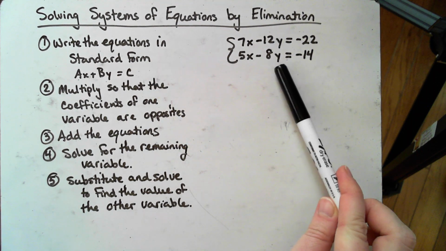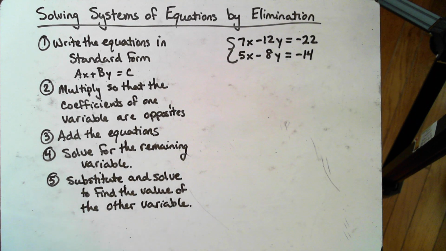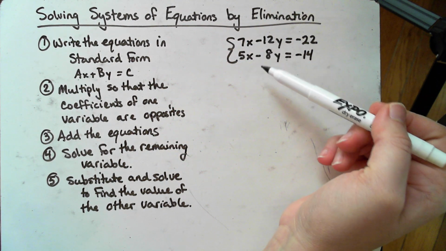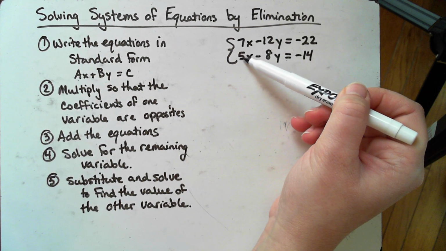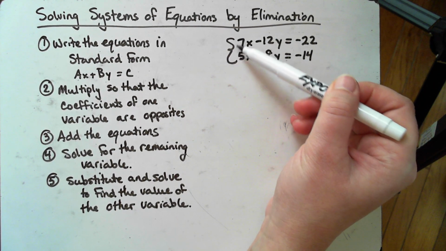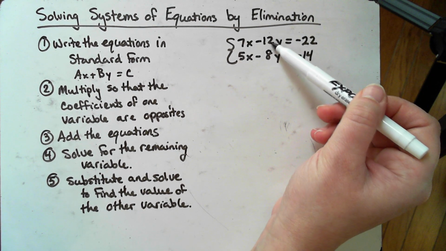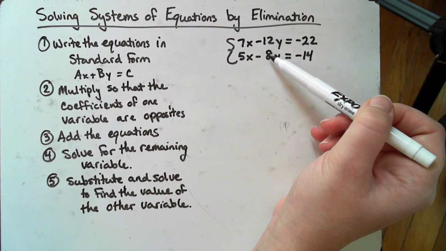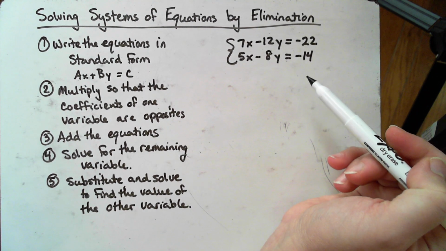So step one is already done for us. We have our x's, our y's, and then our constants. So now I need to multiply. Notice that they haven't really given us anything that's really useful. 7 and 5 are relatively prime and they don't have opposite signs. Same thing for the y's, the 12 and the 8. I can multiply to get 24 with both of those. So I think that's the way I'm going to go.